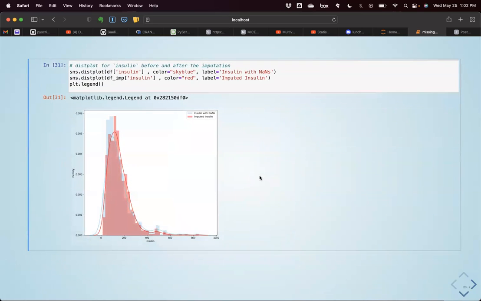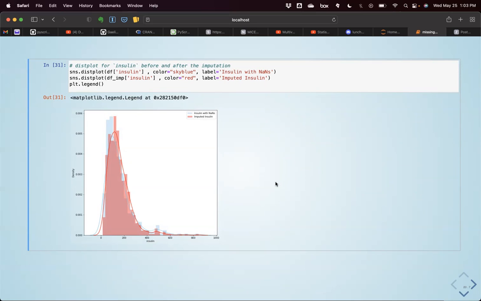And now we can see that even though there is a little shift between the original distribution, which is the light blue color, and the new one, you don't see a spike here. You see more or less a distribution that conforms with the original one. And that's what MICE really tries to do: it tries to impute those values without altering the original distribution.